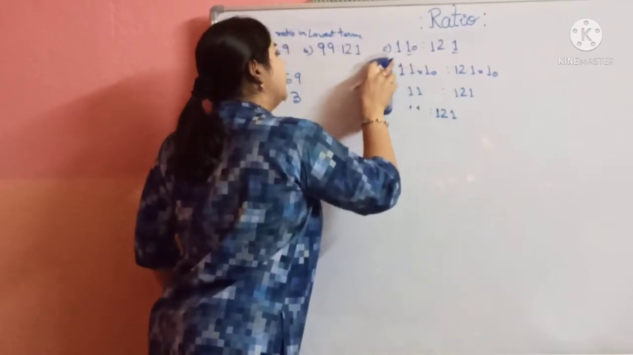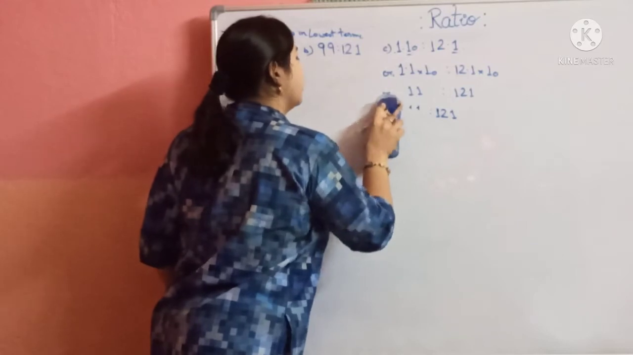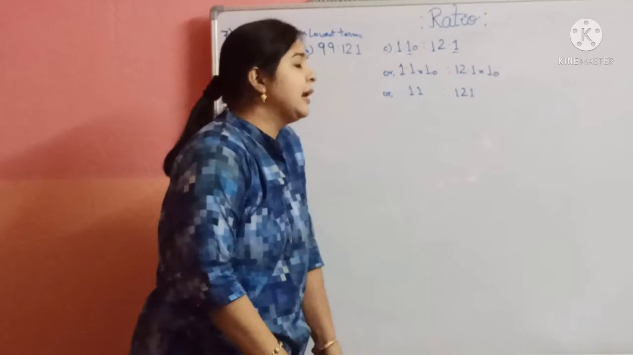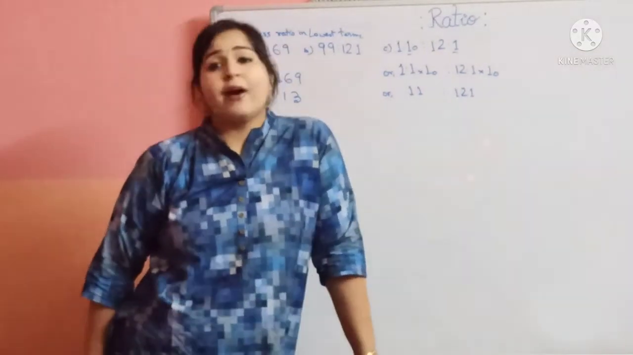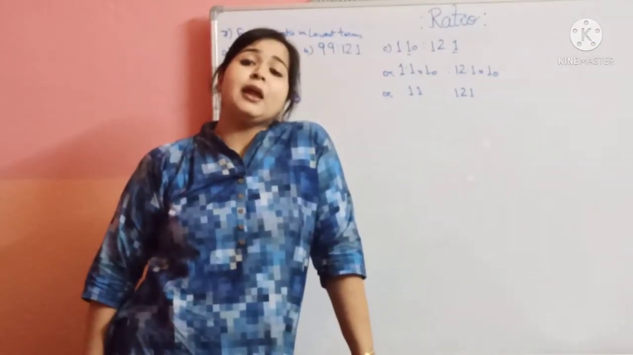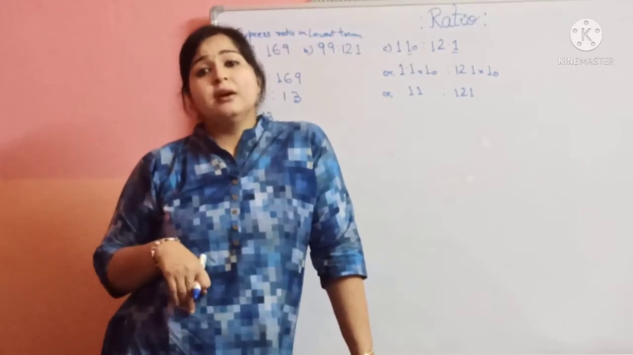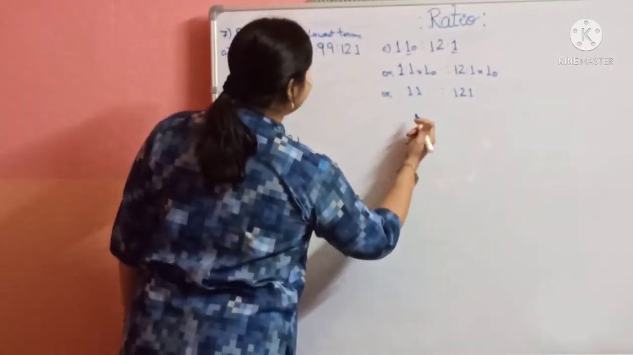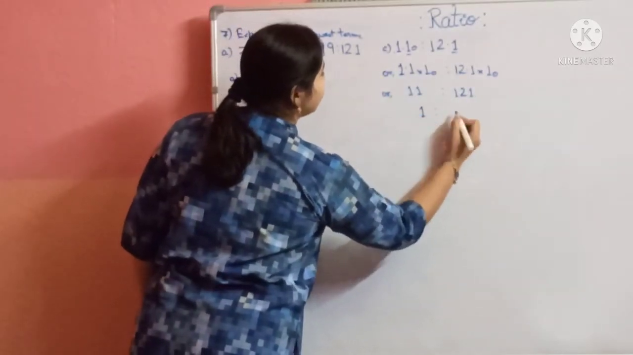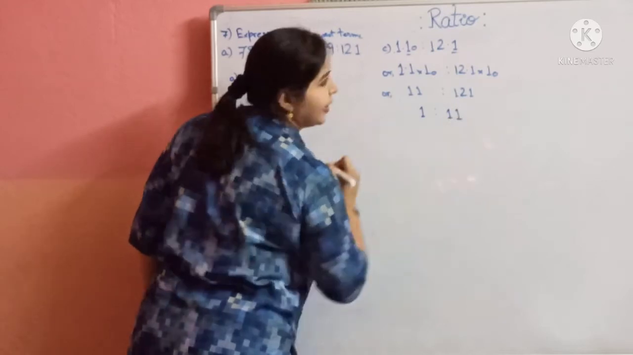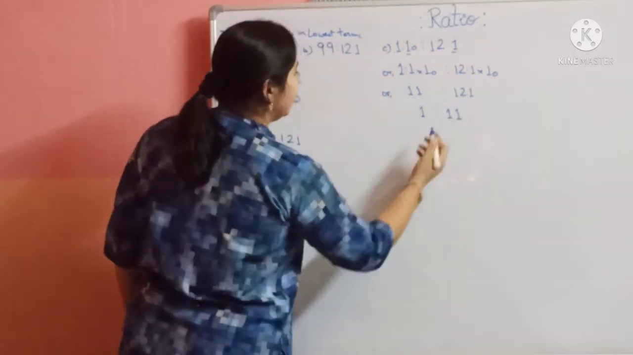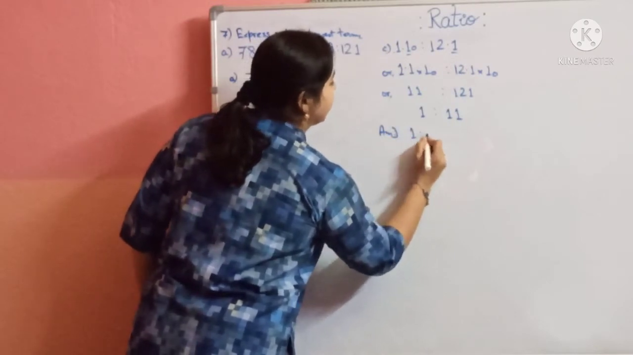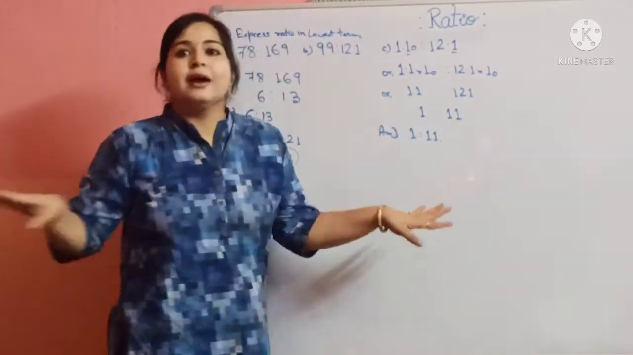Now I am rubbing it out. So 11 is to 121. Now we have come to our last and final game level. What will we find now? We will find our common divisibility factor, and what is that? Here it is 11. See, 1 is to 11. 11 into 11 is 121. So we found our answer: 1 is to 11. Done.